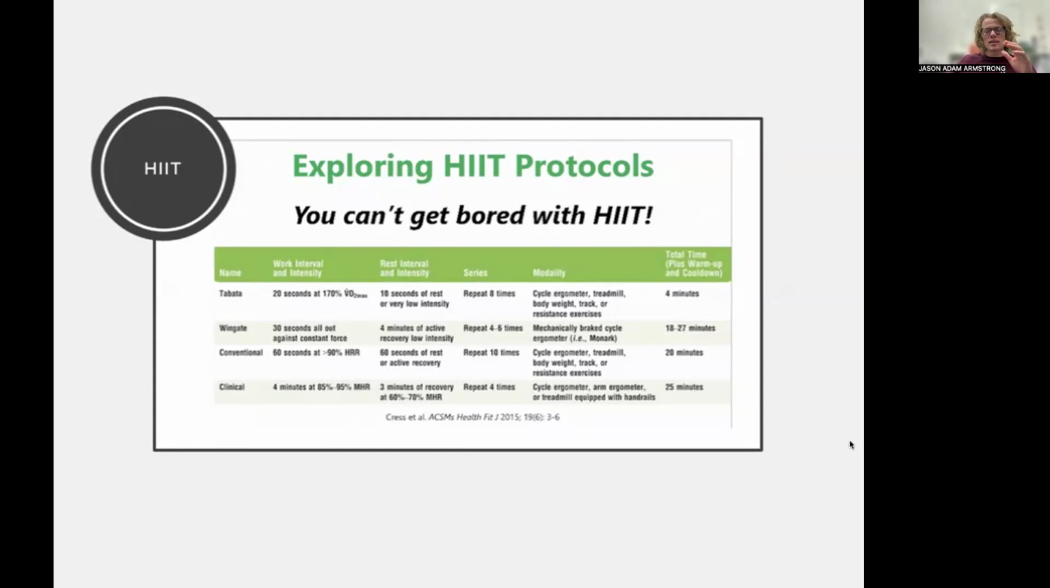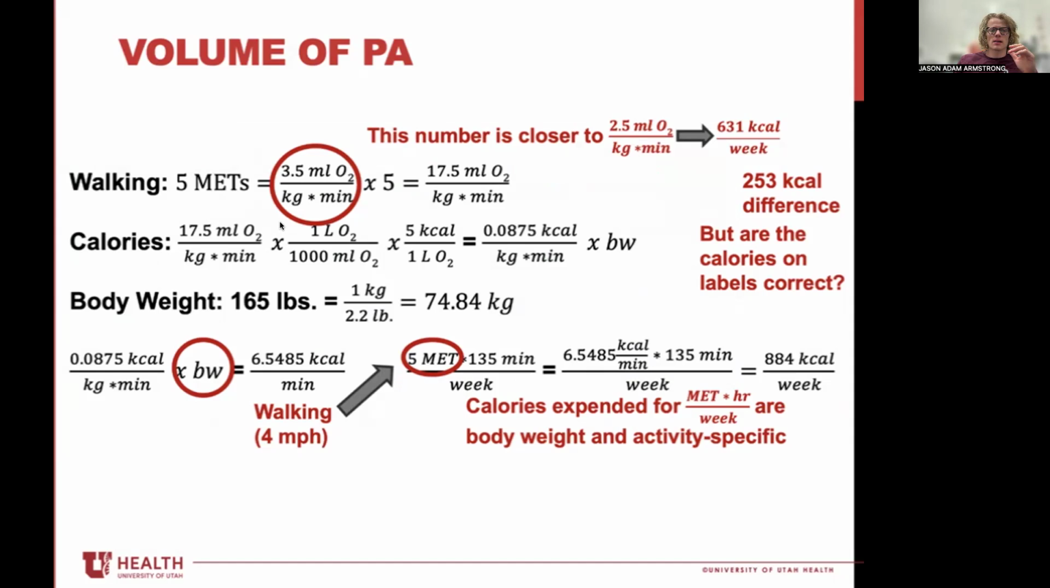So you can see how when we were calculating METs, right? We looked at a 5 MET activity done for 135 minutes. That's 884 calories per week. That would be more what I would think of as sort of long, slow, low intensity work for most people. Okay, walking at 4 miles per hour. Maybe I split that up into 5 sessions, which we'd say is 27 minutes per session walking for 4 miles per hour. Okay, pretty doable, feels reasonable.